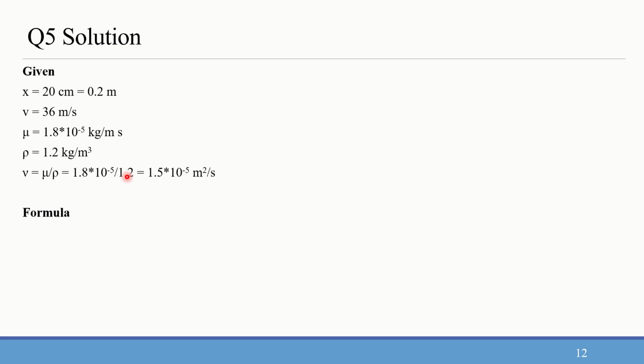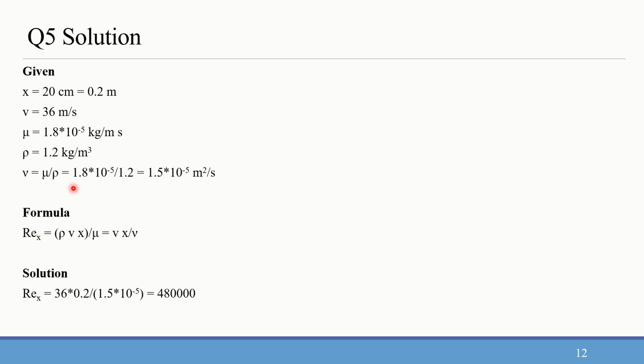So now what we need to find? We need to find the Reynolds number. So what is the formula? Re is equal to rho Vx by mu, or it is Vx by nu. So here just V is V and this is nu. Nu is kinematic viscosity and it is mu by rho.